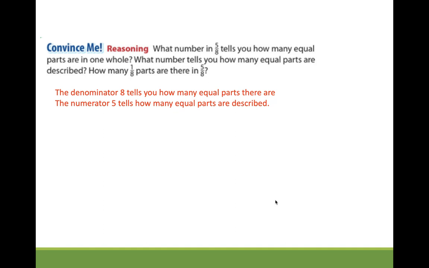So the denominator, which is 8, tells you how many equal parts there are, because the denominator tells you how many parts are in the whole. The numerator describes how many equal parts there are. If I ate 5 pieces of pizza, I ate 5/8 of the pie. 8 was the total amount of slices, and 5 is what I ate, so that's the part. So there are 5 1/8 parts in 5/8.